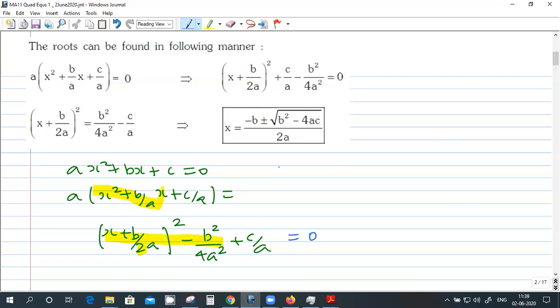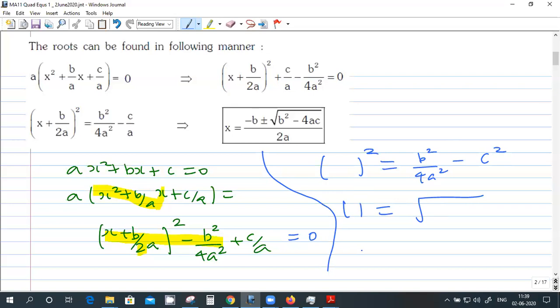So from this you'll get this square equal to b square divided by 4a square minus c by a. Now we can take the square root. So this becomes the square root of the right-hand side, and from that I can get x as minus b by 2a plus or minus the square root of this thing. If you simplify, you will get this formula.